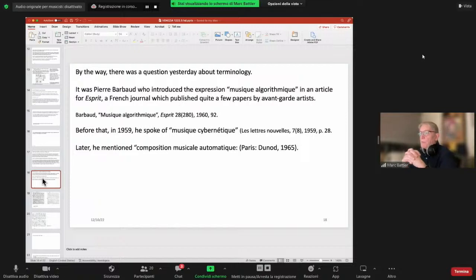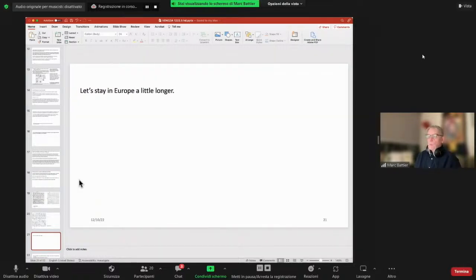By the way, there was a question yesterday about terminology. It was Pierre Barbaud who introduced the expression musique algorithmique in an article for Esprit, a French journal which published quite a few papers by avant-garde artists. Before that, in 1959, he spoke of musique cybernétique, and later he mentioned composition musicale automatique. Now let's stay in Europe a little longer.